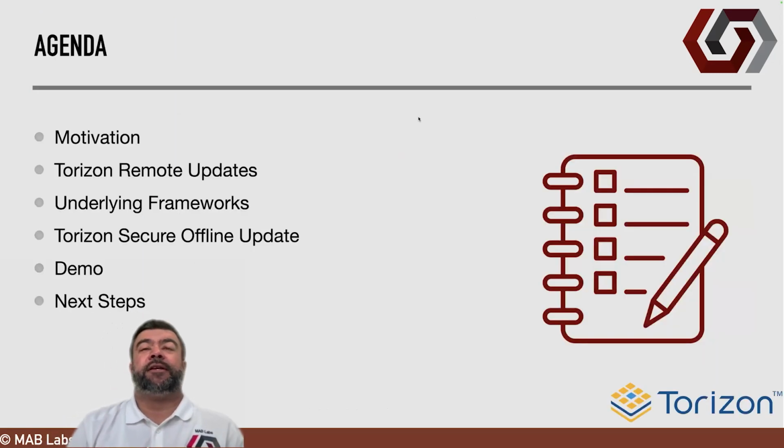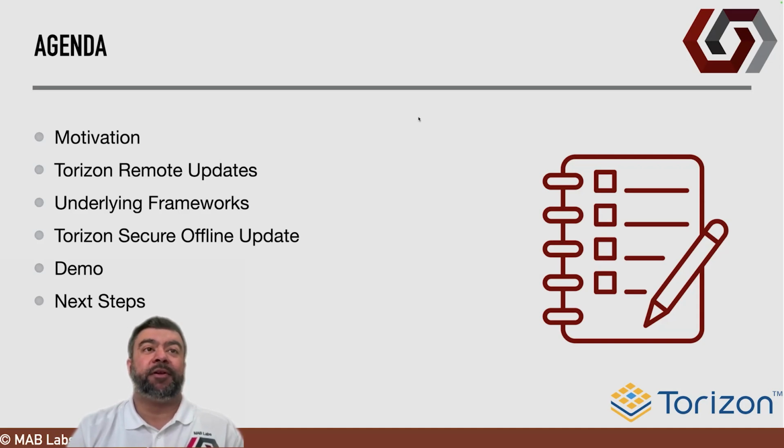So today's agenda is first, we're going to get started with understanding what the whole motivation behind secure offline updates is. Then we're going to take a step back and understand how Torizon remote updates or online updates work, some of the underlying frameworks that Toradex and Torizon have leveraged in developing their remote update mechanism. And then we're going to talk about how the Torizon secure offline update feature works in relation to the remote or online update feature.